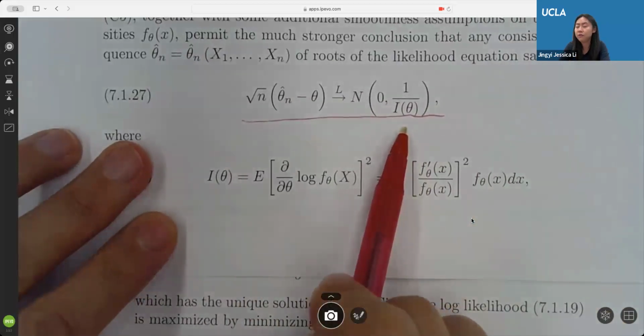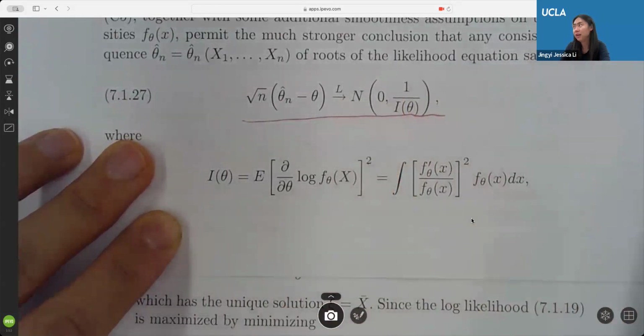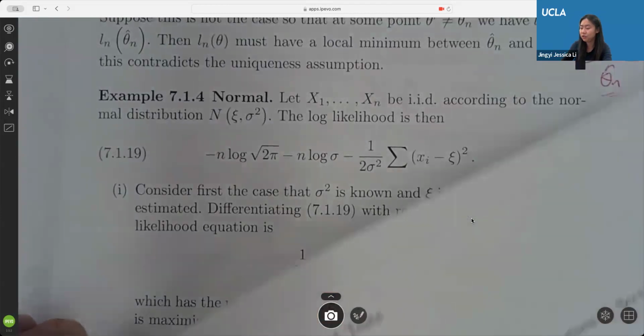And also the larger the Fisher information, the smaller the asymptotic variance. That's also nice. A smaller asymptotic variance means that the estimator is efficient.